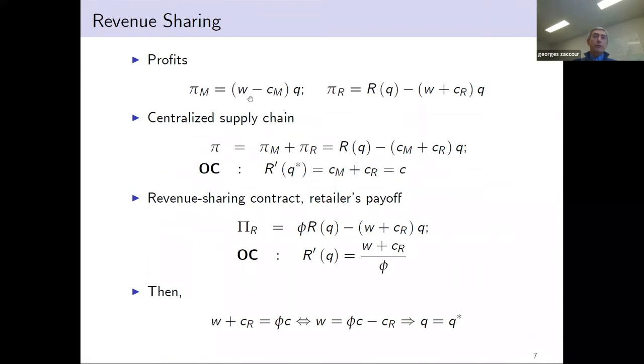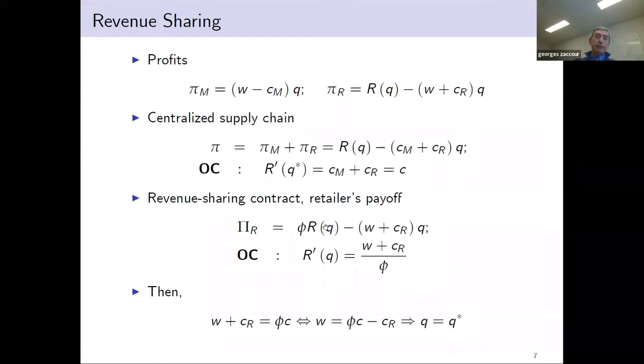So for the manufacturer it is W minus CM multiplied by Q, and for the retailer, the revenue function minus the unit cost, which consists of two parts, the wholesale price and the unit cost facing in the retail store, merchandising or something else. If the system were centralized, in this case, the two parties will maximize the joint sum of their payoff. And here, clearly, the optimality condition will give us what would be the optimal quantity to be ordered by the retailer. In a revenue sharing contract, the retailer payoff is written in this way.